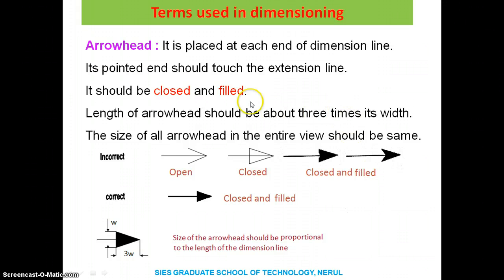Its pointed end should touch the extension line. It should be closed and filled. You can see here open, this is closed but not filled, this is closed and filled but this is partially cut from here. So the arrow should be correctly drawn like this. Length of arrow should be about 3 times its width. Suppose this is the length of the arrowhead, then it should be 3 times the width. The size of all arrowheads in the entire view should be the same.